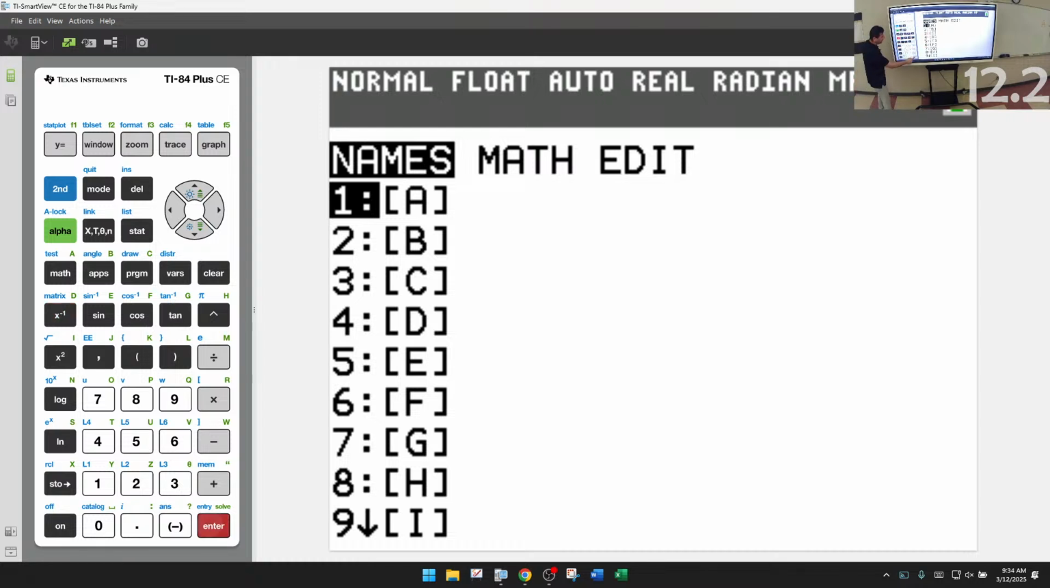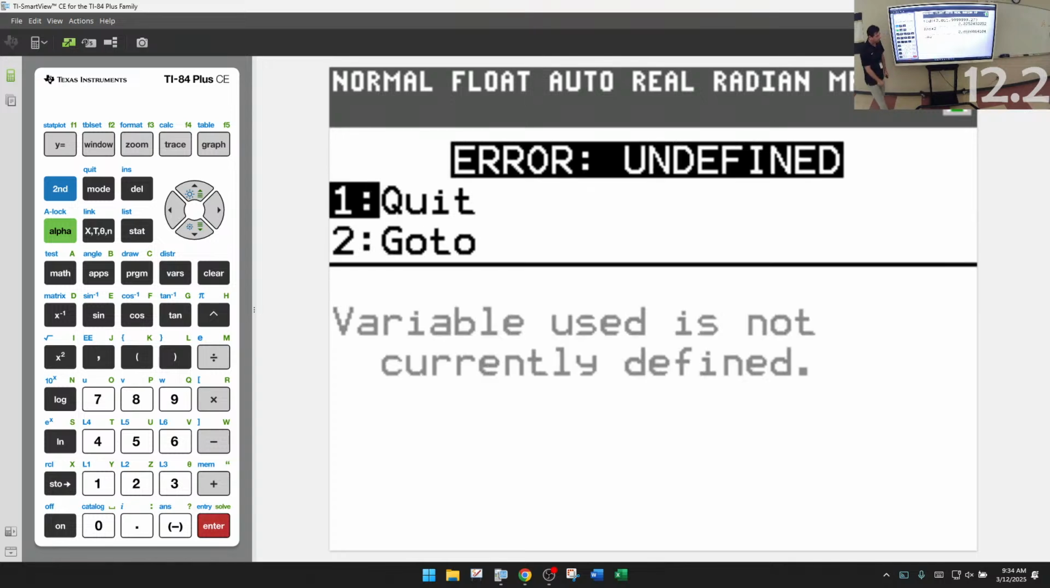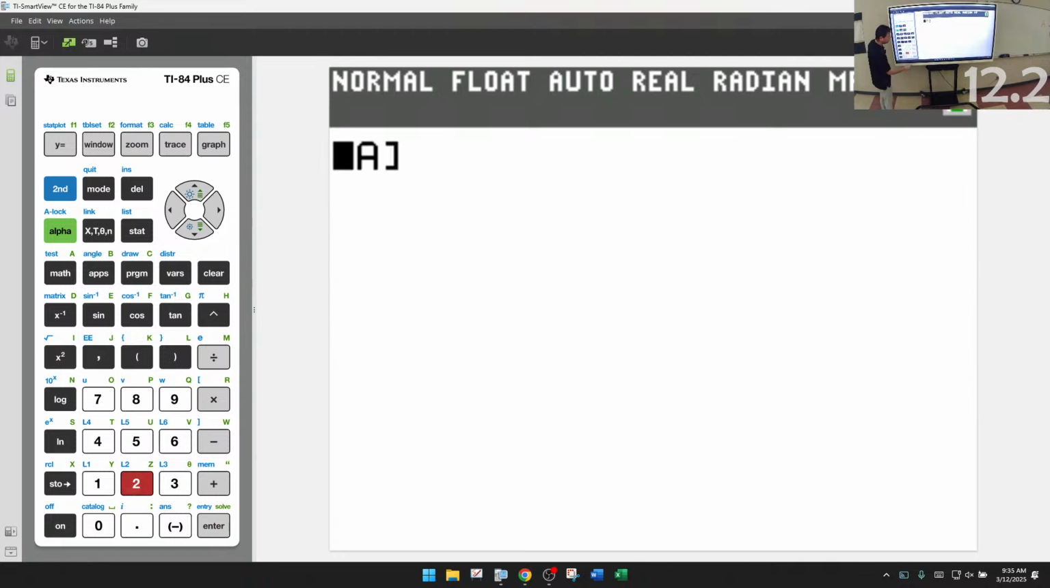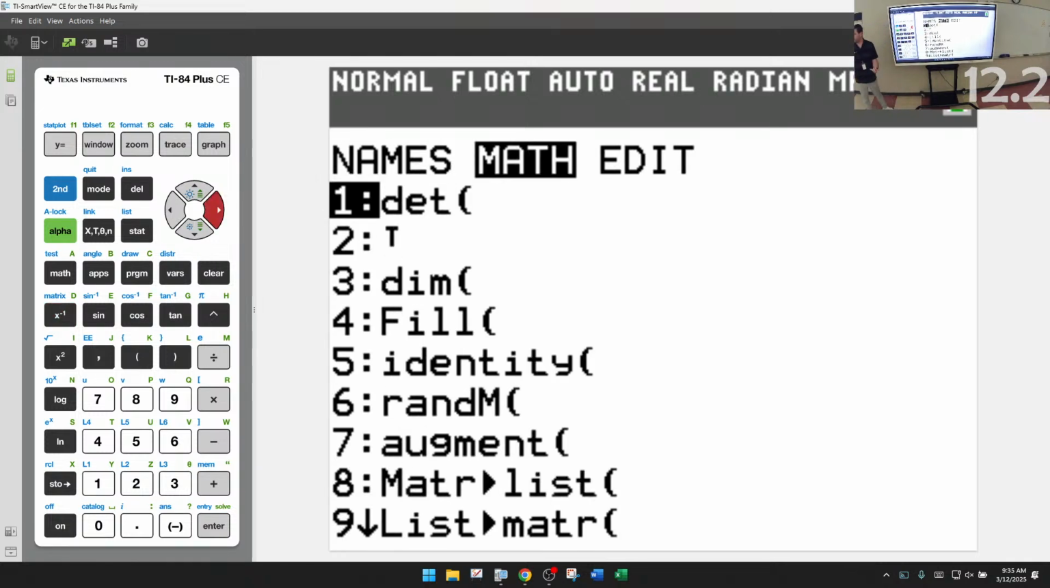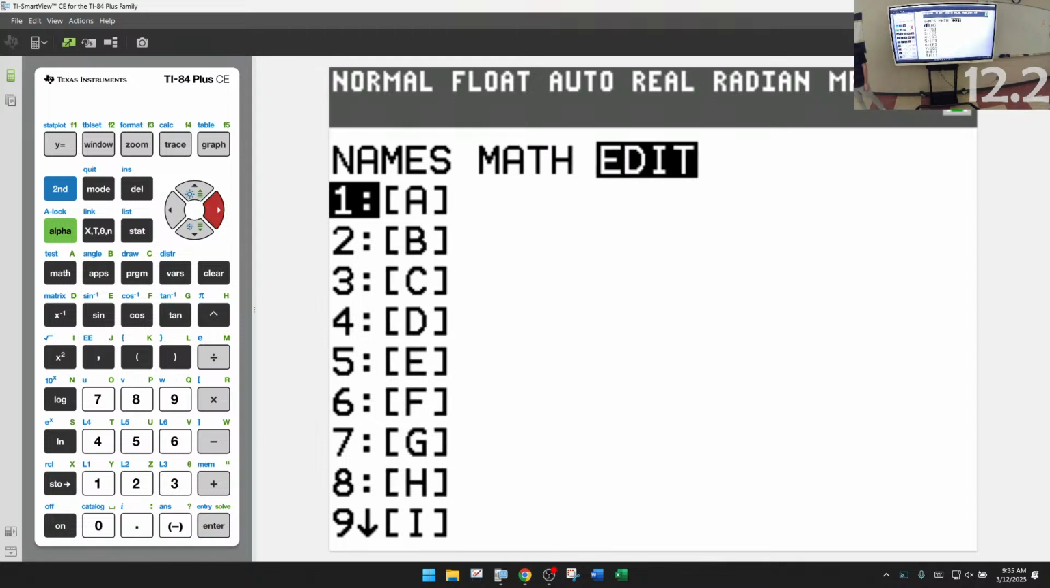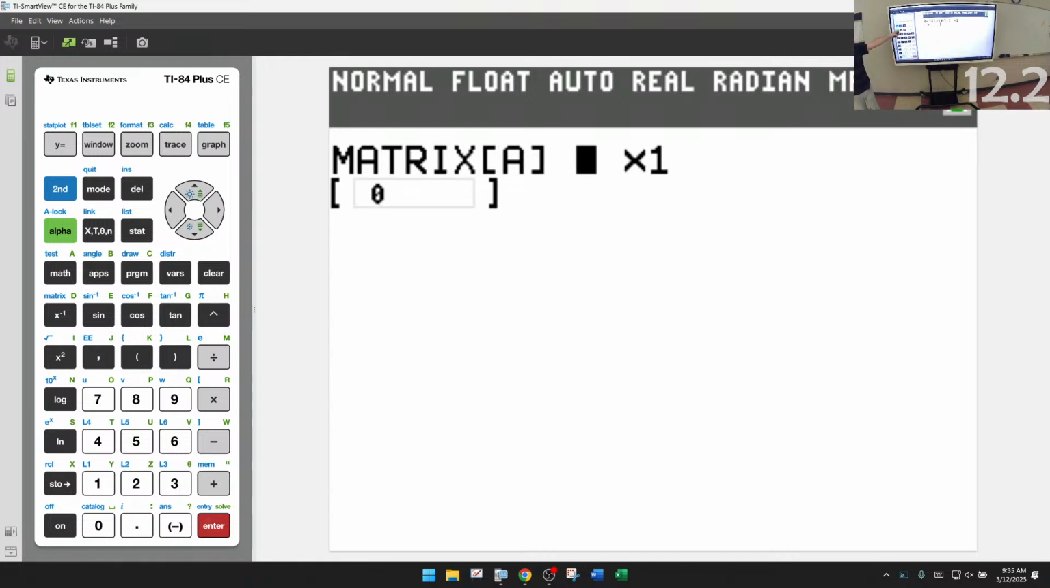So if I do matrix A and I hit enter, there's nothing in matrix A. It's empty. I know there's nothing in there because I can see there's nothing in there. And this goes to math. I don't have a matrix, so why am I going to math anything? I need to go to edit. Just like stat edit, when you got to put your data in there, you got to do stat edit. When you got to put your data in here, you got to do matrix edit. Enter. This is going to ask you rows and columns.